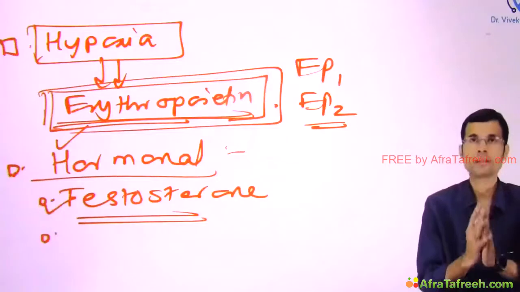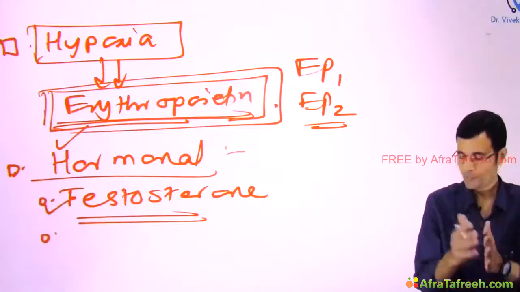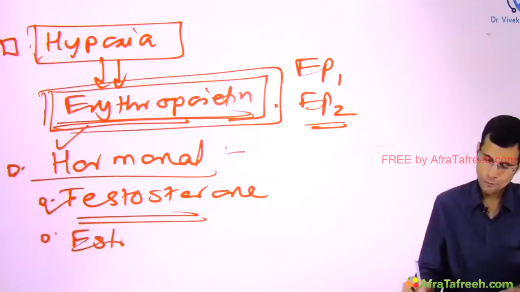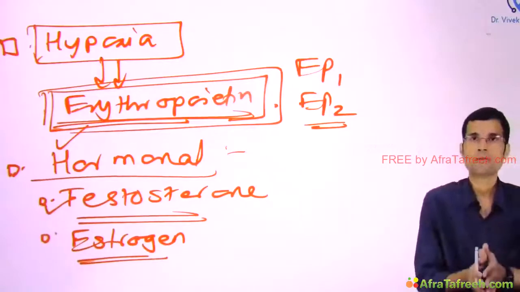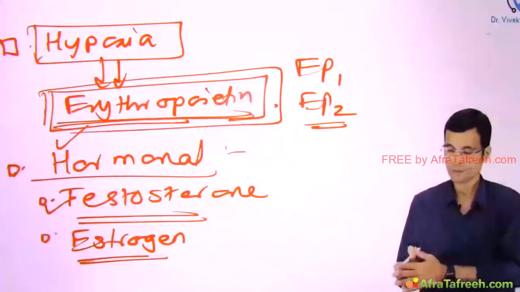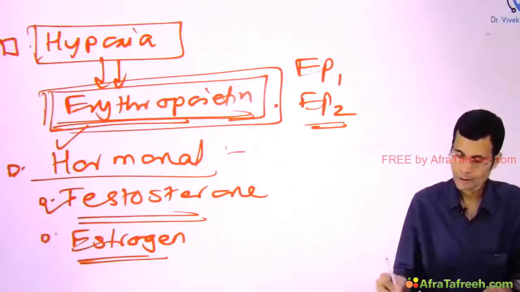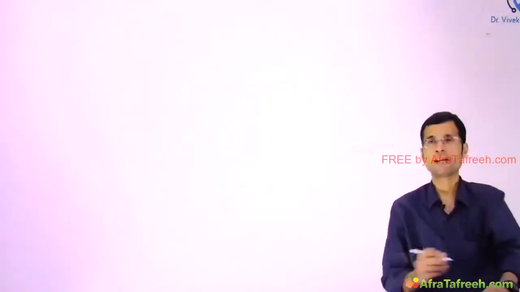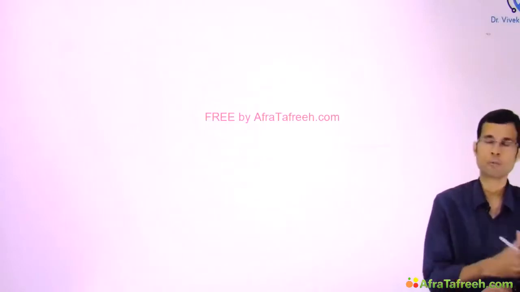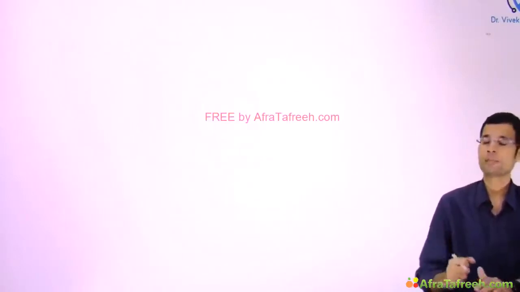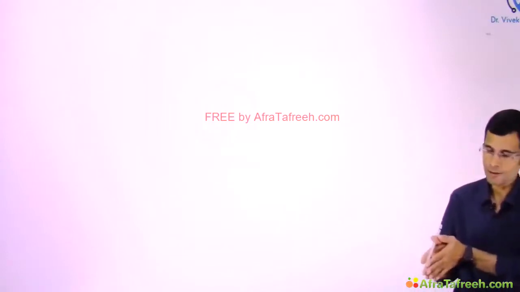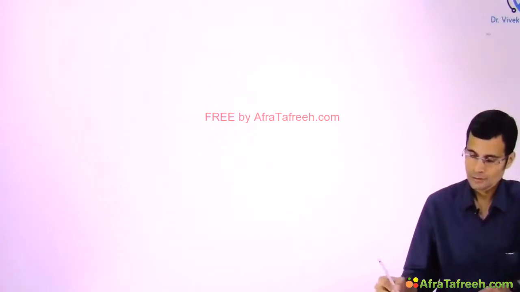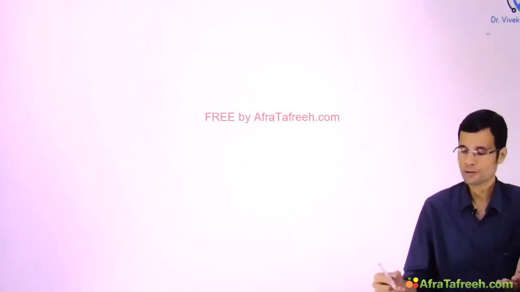So, testosterone is a stimulator of erythropoiesis, whereas estrogen is known to suppress erythropoiesis. And that's the reason why males have a higher RBC count compared to females. The normal RBC count: males 5 to 6 million per cubic millimeter, females 4.5 to 5.5 million per cubic millimeter. The reason males have a higher RBC count is this. So these were the factors influencing erythropoiesis.